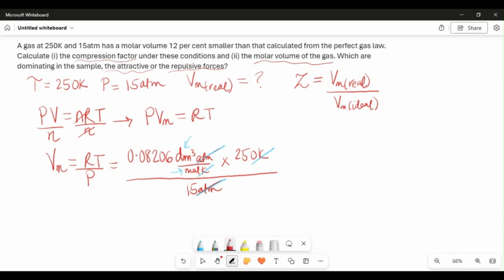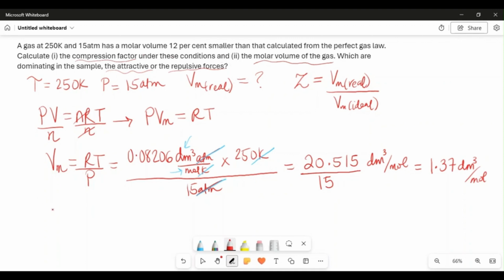So 0.08206 times 250 is the same thing as 20.515, divided by 15, in dm cubed per mole. When you input this information in the calculator, you end up with 1.37 dm cubed per mole. So make sure you have your calculator handy because you need it whenever you're working with questions in thermodynamics or physical chemistry. So this is it, 1.37. Now we have the molar volume of the ideal gas, the one we got from the perfect gas law. Now we have to note that we're told that the molar volume of the gas is 12% smaller.